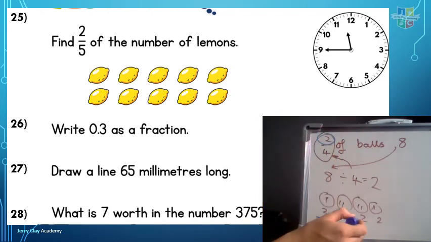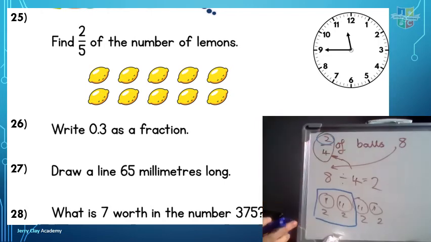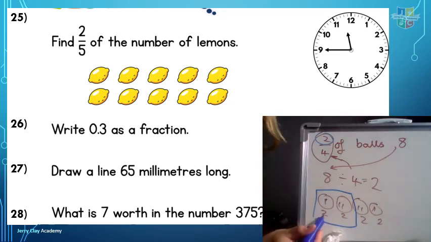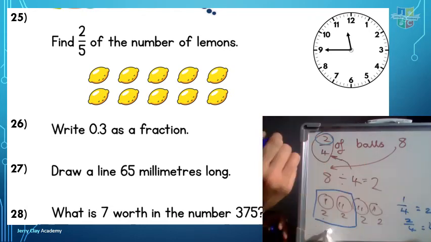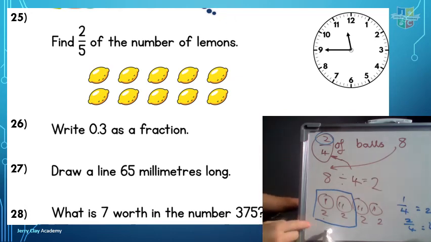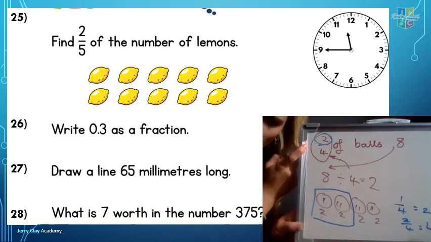So if I now look, I want 1 part and I want 2 parts. I can see that 1 part is worth 2. So 1 part is worth 2, so 2 parts are going to be worth 4. So please draw your circles to help you to find out, especially when there's more than 1 part that you're looking for.